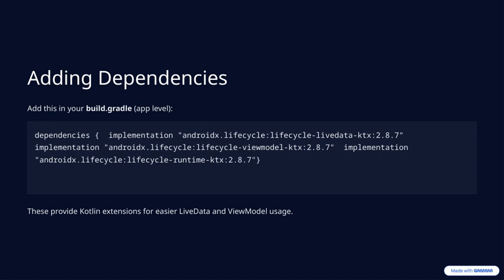Now, why are these important? Well, these dependencies provide Kotlin extensions that make working with live data and ViewModel much easier and more streamlined. They help reduce boilerplate code and make your code more idiomatic to Kotlin. Connecting this to our overall theme, adding these dependencies is a crucial step in modern Android development because it enables us to leverage the latest lifecycle-aware components efficiently. Once you include these, you'll be ready to implement robust, reactive data handling in your app.